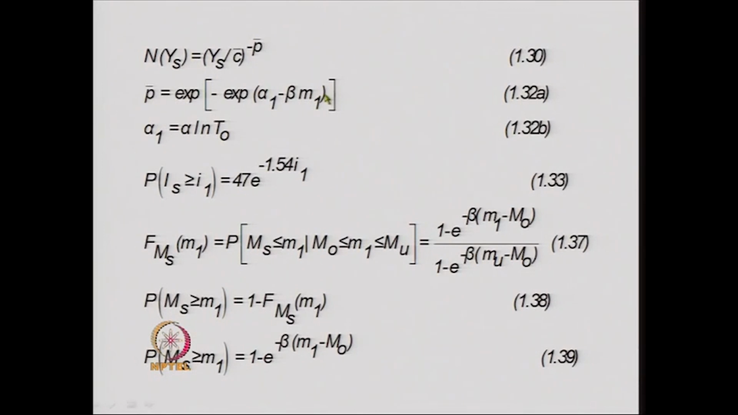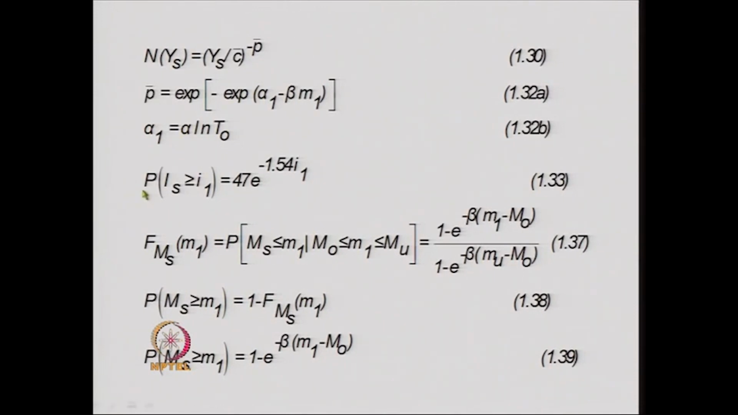The next equation shows the probability of exceedance of a maximum magnitude of earthquake. Say the maximum magnitude of earthquake is specified by m1, then the probability of exceedance of that magnitude is given again by an equation like this, where alpha 1 and beta are constants, and alpha 1 is related to the period of observation t0 and another constant alpha.